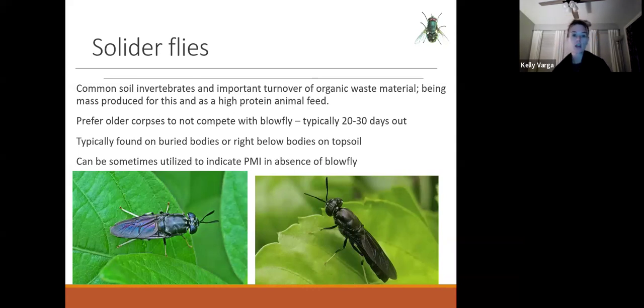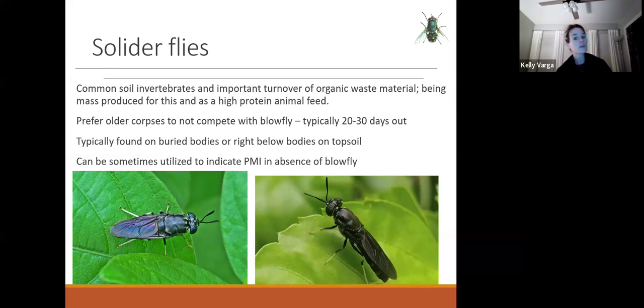So as far as our decomposition, they prefer older corpses. They are not going to compete with the blowfly, may slightly compete with the flies that we just saw, but they aren't going to compete as far as our putrefaction, right? So everybody has their time and space, right? The resource is going to be fully utilized. Nature is really great like that.